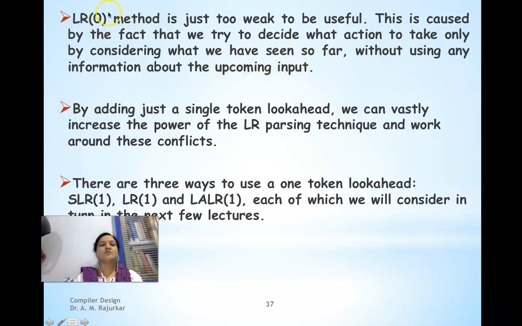Now there is no look ahead used, zero look ahead, meaning we don't know what is there in the input. We just predict that follow members of a non-terminal may be present in the input, but that is not true all the time, as we have just seen with the example. So by adding just a single token look ahead, we can vastly increase the power of the LR parsing technique and work around these conflicts. The next two parsers which we are going to see, the LR1 parser and the LALR parser, use single token look ahead. There are three ways to use a token look ahead: SLR1, LR1 and LALR1, each of which we will consider in the next few lectures.